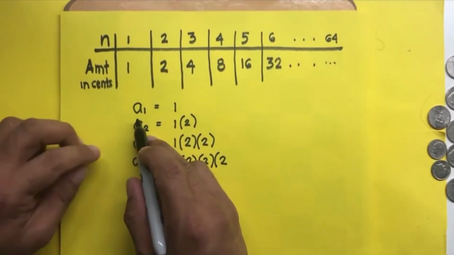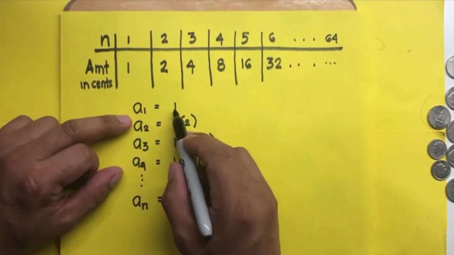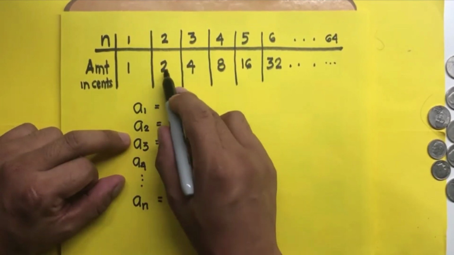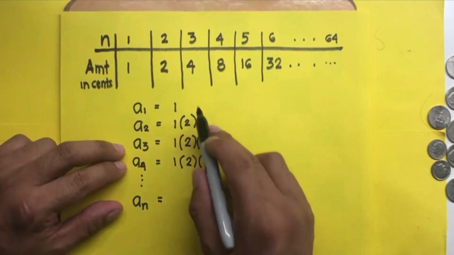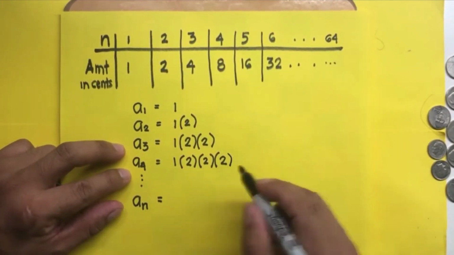And in terms of notation, we can write it this way. Let a sub 1 be the first term, and the value is 1 cent. For the second square, we have 1 times 2 to get the 2. For the third, we have 1 times 2 times 2, which is 4. The fourth is 1 times 2 times 2 times 2 to get 8.